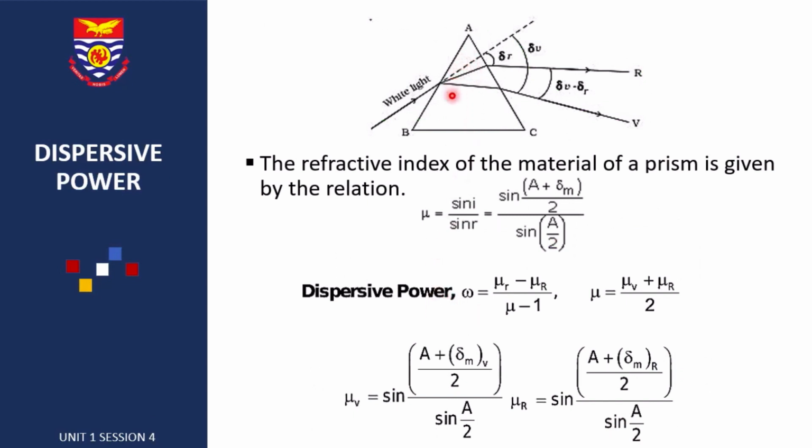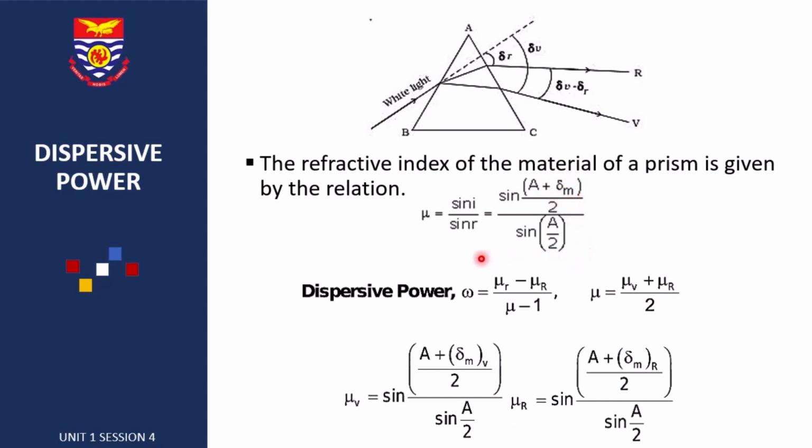Let's do some dispersive powers. So in case we have a white light here that is passing through a prism, there are so many things here that have to be considered. One thing that has to be considered is the angle of the prism, and that is going to be our A. The second thing is our minimum deviation. That is what we have here.